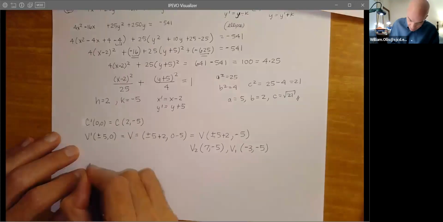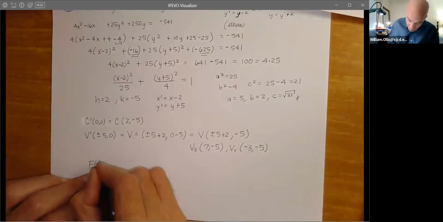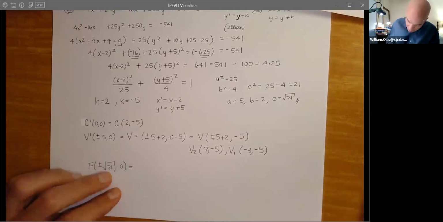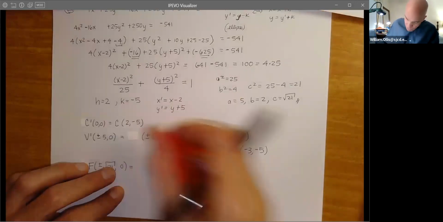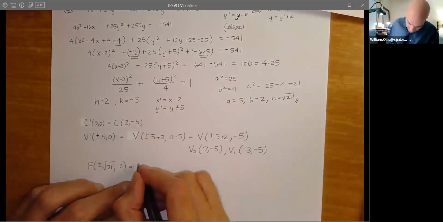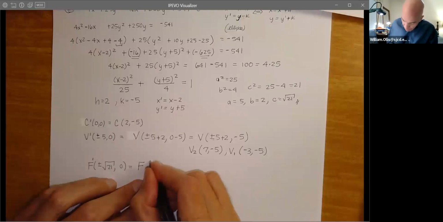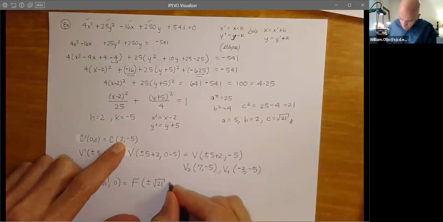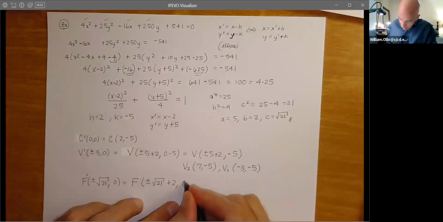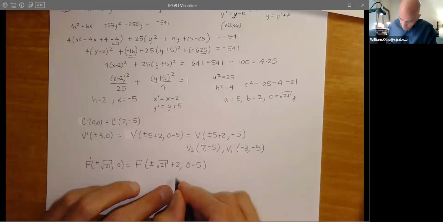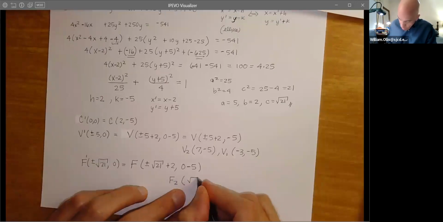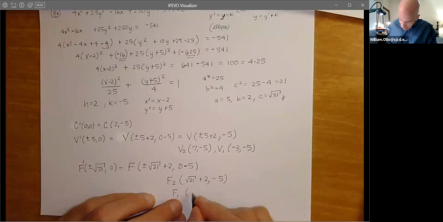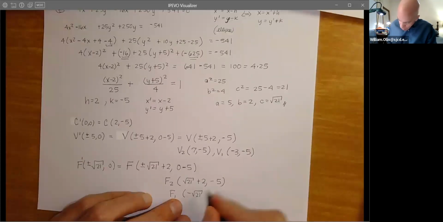And now the foci, remember that's plus or minus square root 21, 0. Now use the, and here, let me get that a little bit closer. I don't need an extra equals. So we have prime, now unprimed. So we have plus or minus square root 21. Now we add the h, plus the 2, and then we add the k, which is -5. So this gives us focus 2 will be (square root 21 plus 2, -5). Focus 1, (negative square root 21 plus 2, -5).